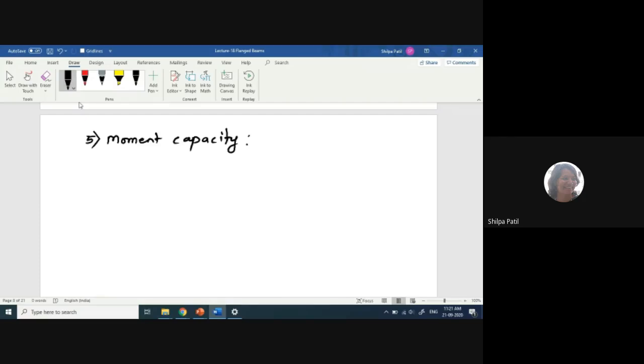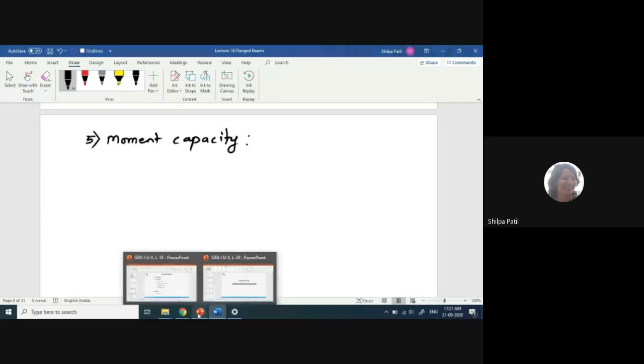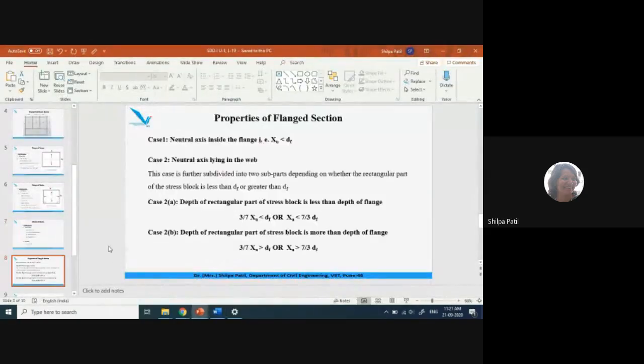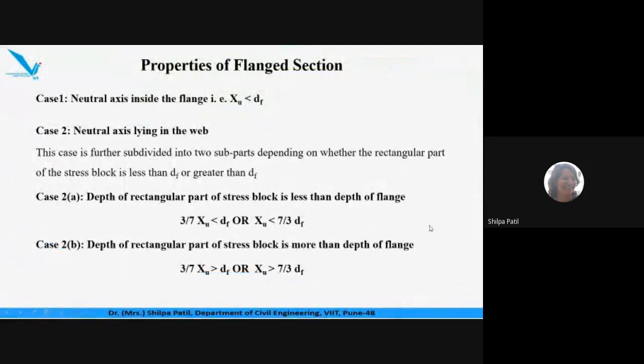Now, if you remember, we have already discussed during the analysis of flanged beam that in case of a flanged beam, we have to consider 3 different cases depending upon the depth of the neutral axis. I will go back to the slides here, and I have included this particular slide to recall the concept again. In the first case, the neutral axis is inside the flange, that is, XU is less than the depth of the flange. In this case, all the formulas which we have used for the rectangular beam are applicable as they are. The only difference is that instead of B, we consider BF, the width of the flange, for all calculations.